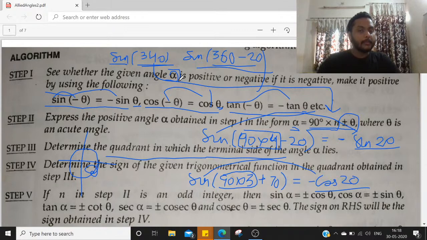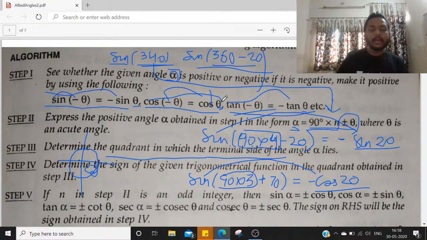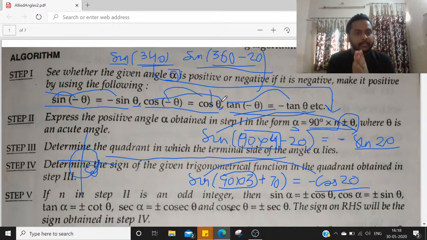So if I have been given the form of minus theta or minus alpha, I will be taking the minus sign common. If it is sine of minus theta, or tan of minus theta, or sec of minus theta or cosec of minus theta, I will be taking minus sign outside my trigonometric ratio. If I have been given cos of minus theta or sec of minus theta, in that case, cos of minus theta will remain as cos theta and sec of minus theta will remain as sec theta. I hope you are clear with this, right? Moving forward, once I have removed the minus sign from my angle, the next step will be what?